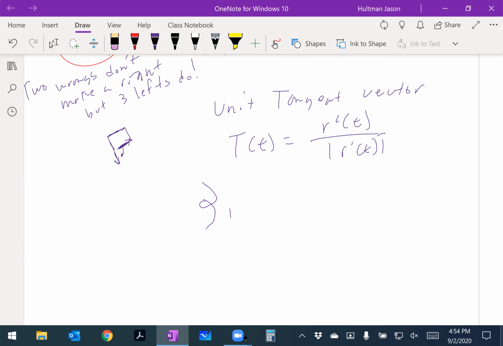Oops, what did I do here? Okay, so the magnitude of T of t is going to be equal to 1 because it's a unit vector. It's of length 1.